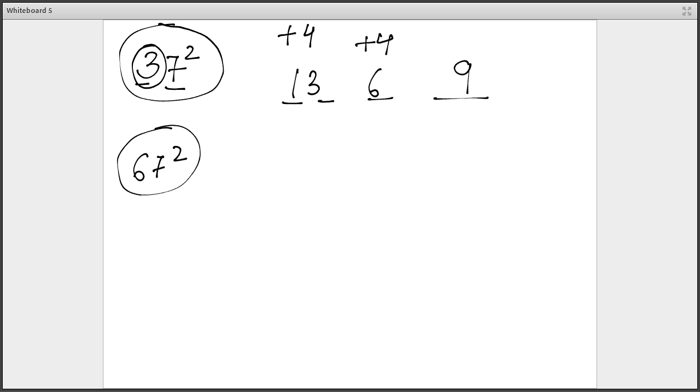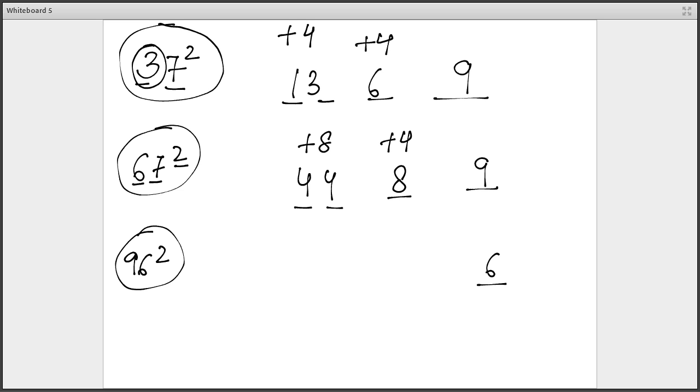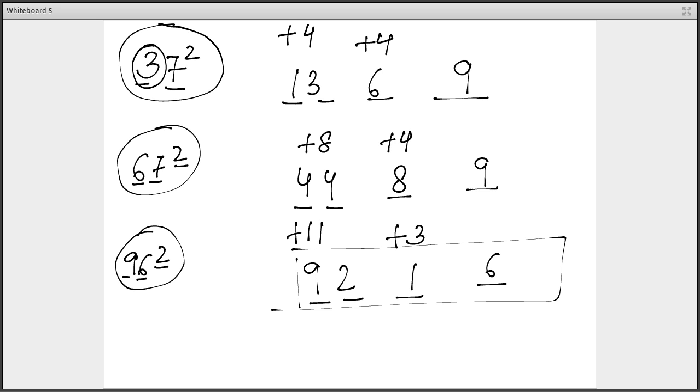Let's take one more example, 67 square. 7 square is 49. 4 carry over. 6 into 7, 42, into 2, 84, plus 4, 88. Write 8, and 8 carry over. 6 square, 36, plus 8, 44. And the last example is 96 square. 6 square, 36, write 6, plus 3 carry. 9 into 6, 54, into 2, 108, plus 3, 111. Write 1, and 11 carry over. 9 square is 81, plus 11, 92. So the answer is 9216.